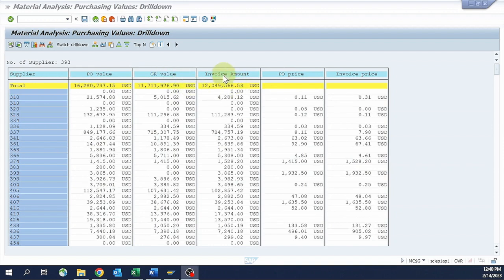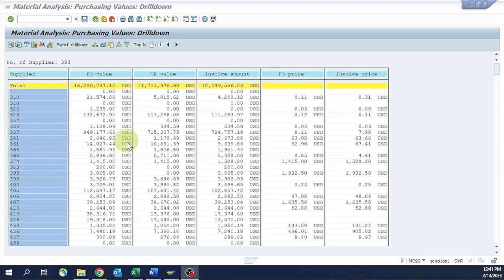And then it has our invoice amount. So it will have how much we have been invoiced over the last 6 months. And so depending on your terms and your lead time, you will see differences here because it's based on what of those activities has occurred over the last 6 months.